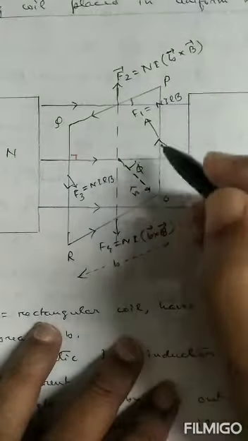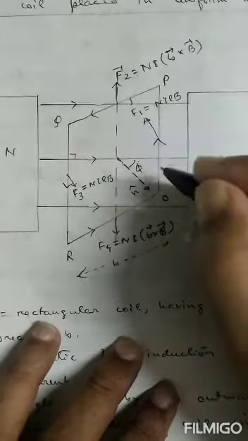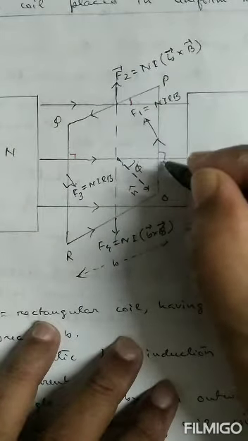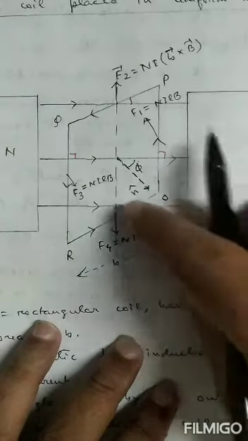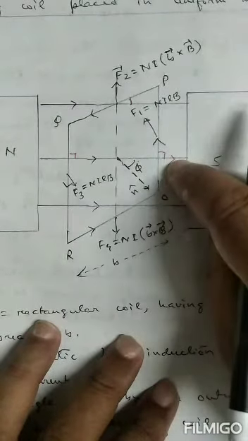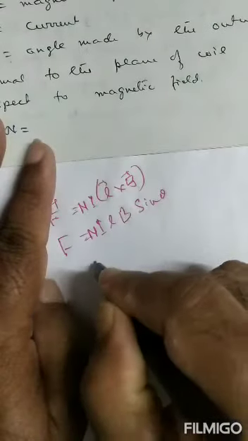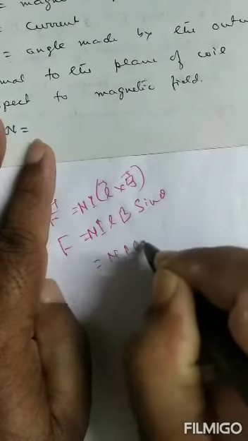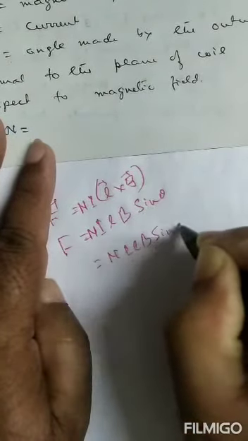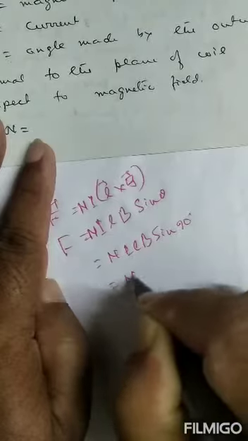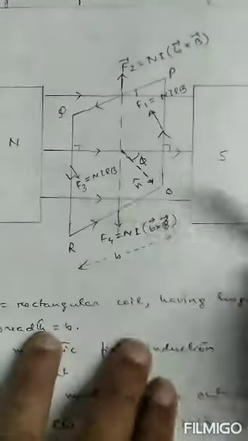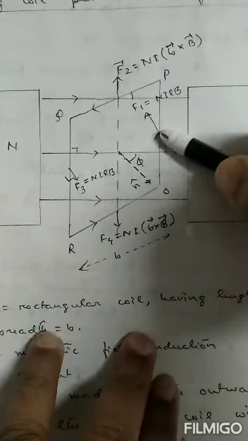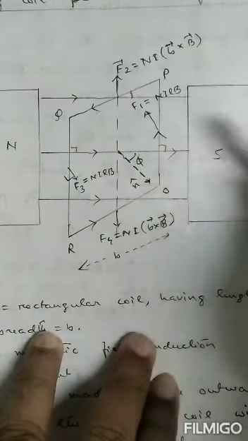Now what is this angle? This conductor OP makes an angle of 90 degrees with respect to this magnetic field. OP conductor is perpendicular to this magnetic field. Therefore the angle is 90 degrees. So what is the force experienced? NIL capital B sin 90. Sin 90 is equal to 1. So NILB. Therefore the force experienced on this conductor due to the magnetic field is NILB.